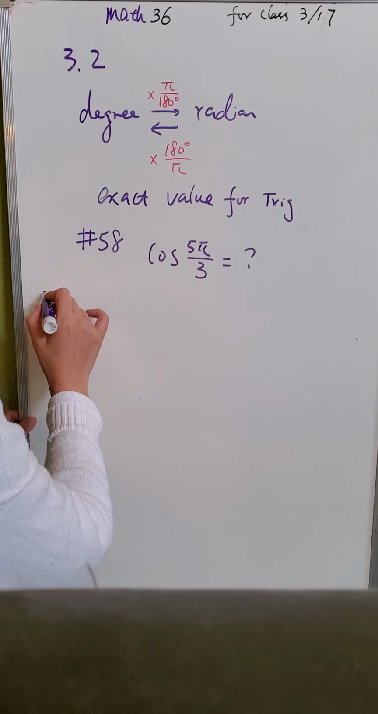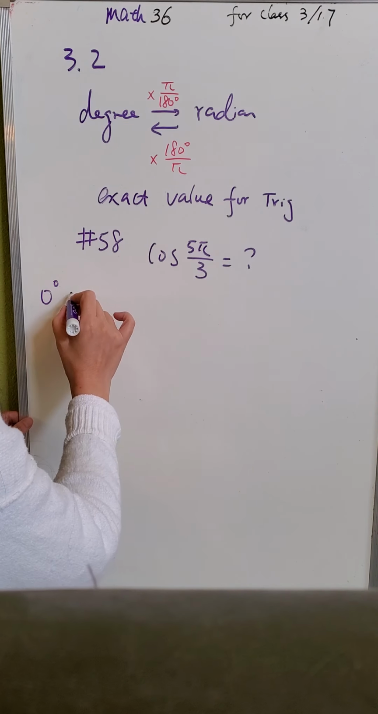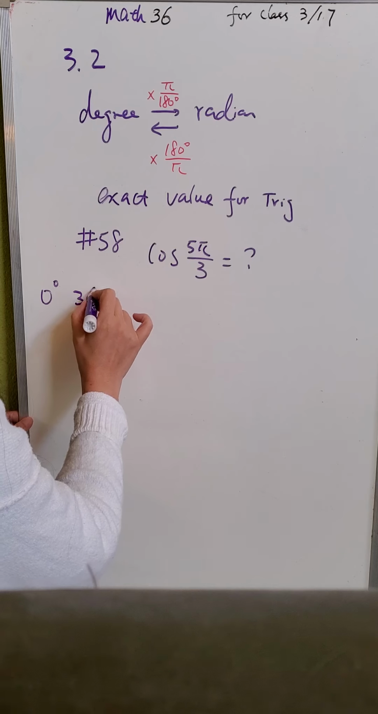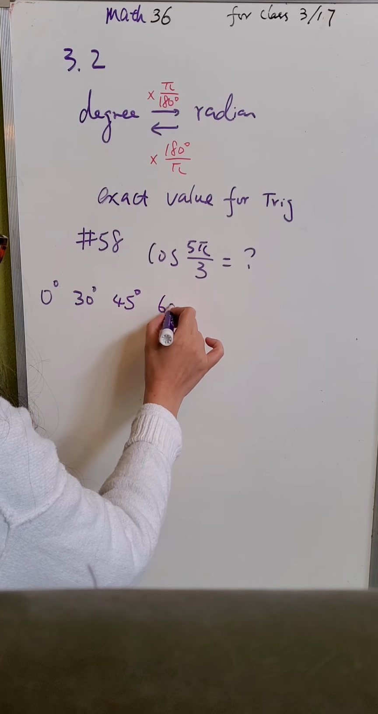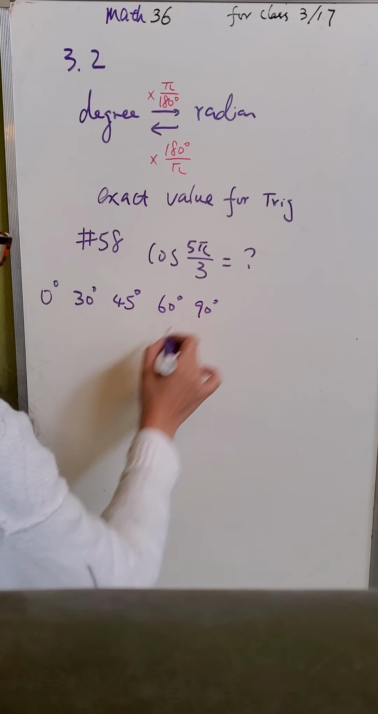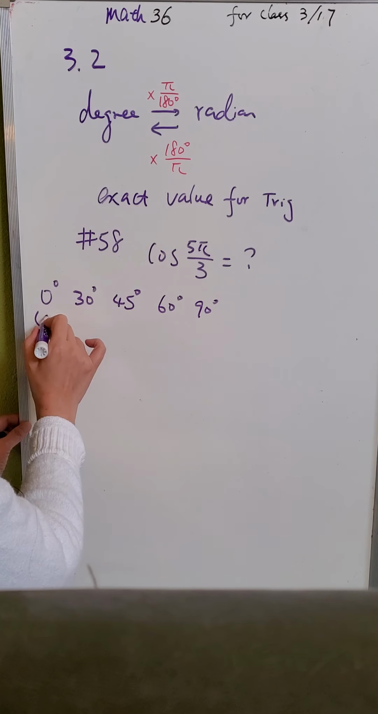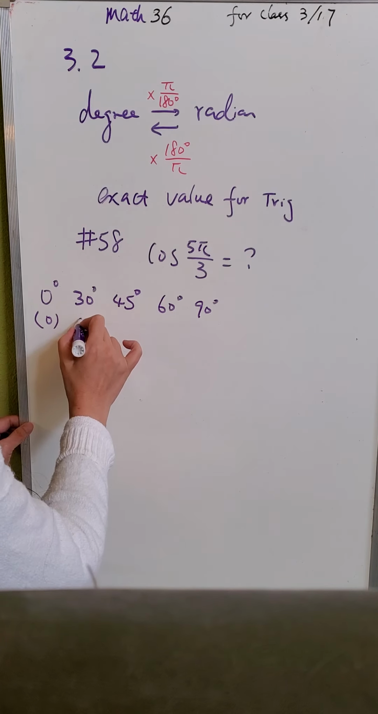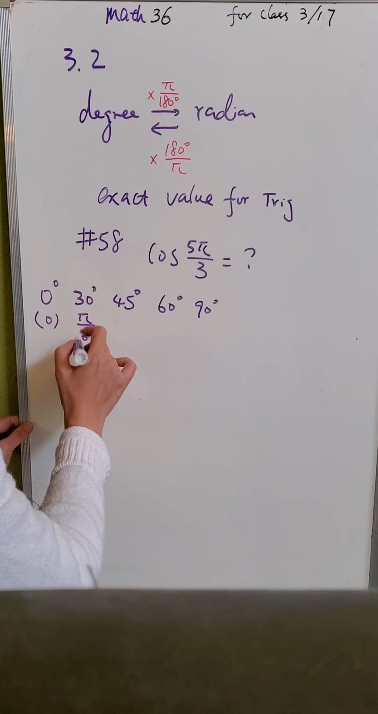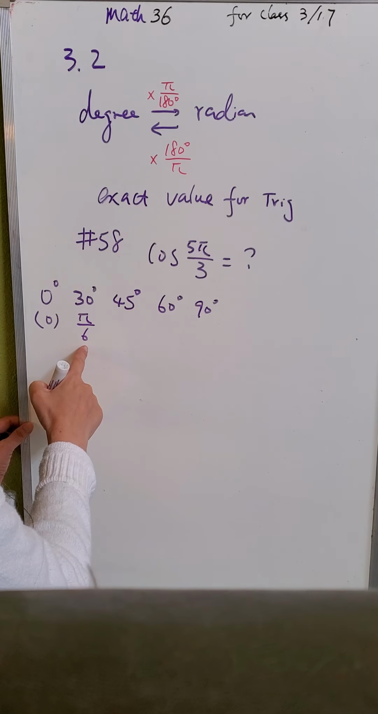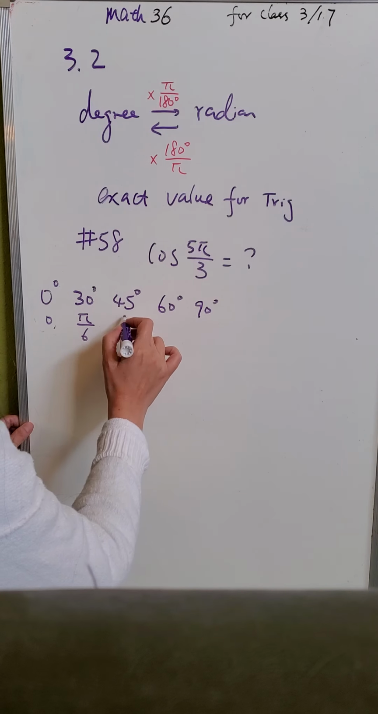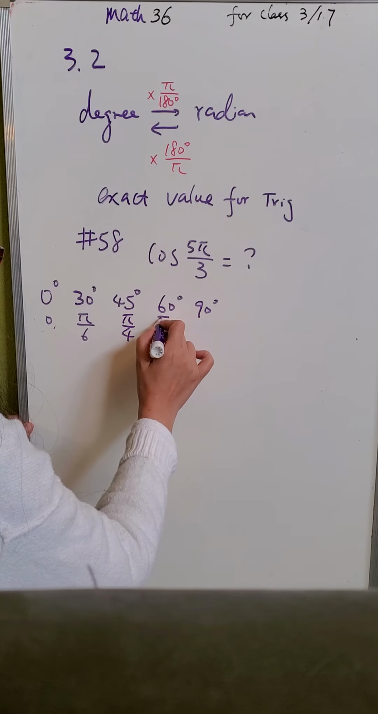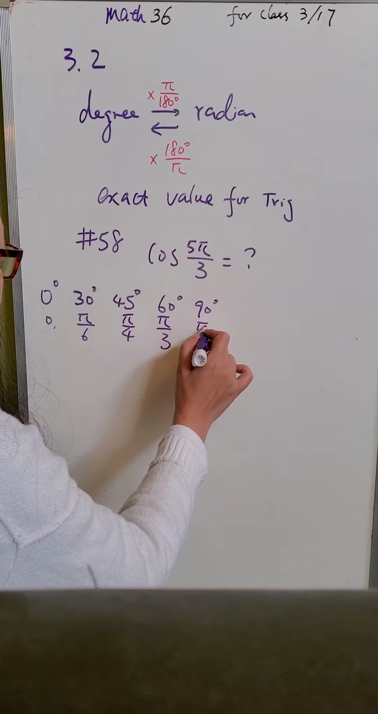We know the angles 0, pi over 6, pi over 4, pi over 3, and pi over 2, the chart I wrote on the board before. This is 0, this is power 6. Remember I said 3 and 6 go as a pair. So this is 0, this is power 6, power 4, power 3, and power 2.